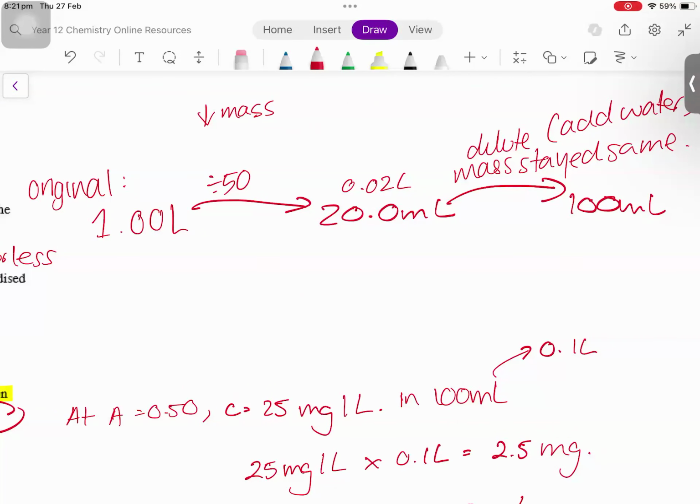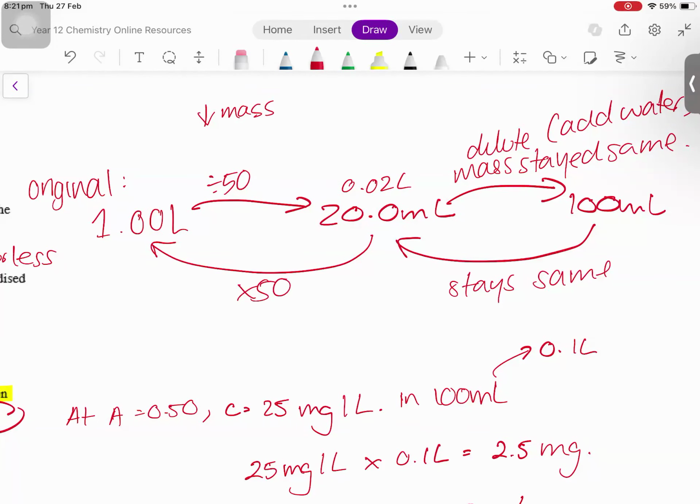Okay, so that's what the question did. Now I have to trace the steps back. From 20 mils to 100 mils, the mass stayed the same, which means when I go from 100 to 20, what do I do to mass? Nothing. It also stays the same because I'm just tracing it back. Now, from 1 liter to 20 mils, the question divided by 50, which means from 20 back up, I times by 50. Yeah, I'm just tracing back the steps of the question.